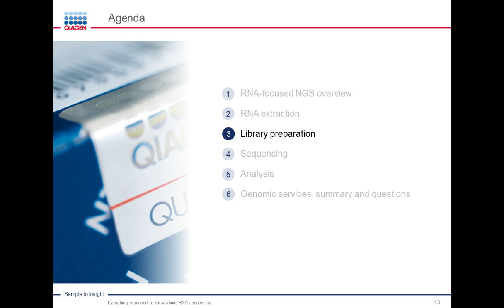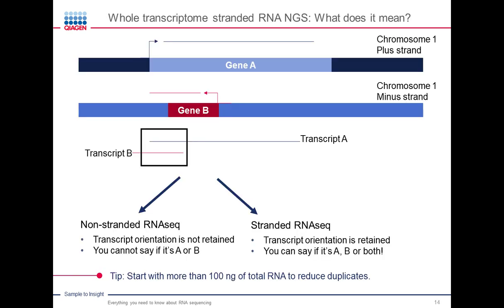Okay, so now let's shift gears here again and discuss library preparation. First off, we'll start to take a look at a whole transcriptome assessment. So typically, whole transcriptome is done using stranded RNA library preps. What does this mean? Say you have the following example. You have a chromosome plus strand and a chromosome minus strand. Gene A is on the plus strand, gene B is on the minus strand, and these two overlap. So you have transcript A and transcript B with this overlapping region.